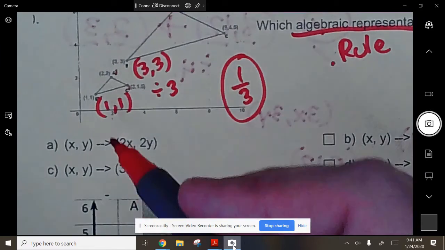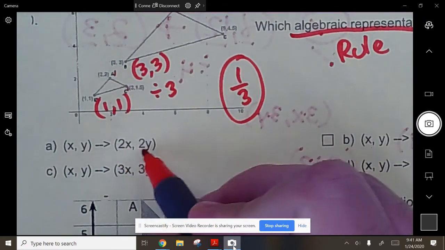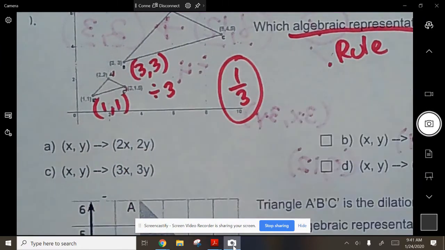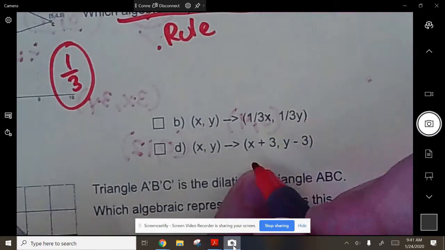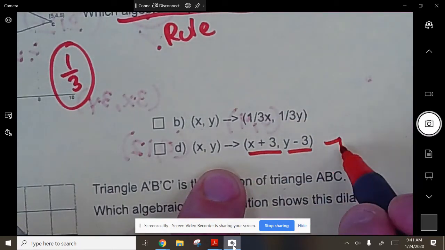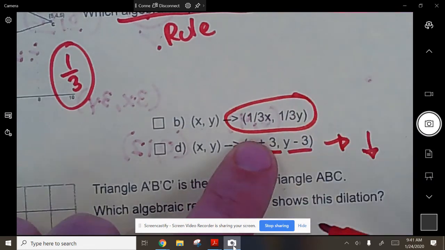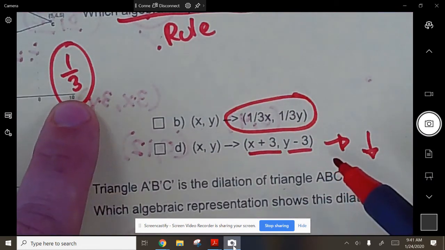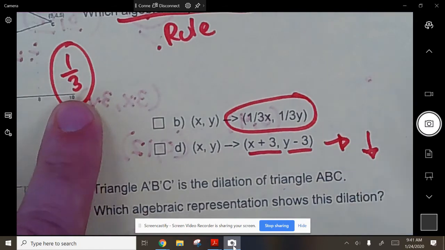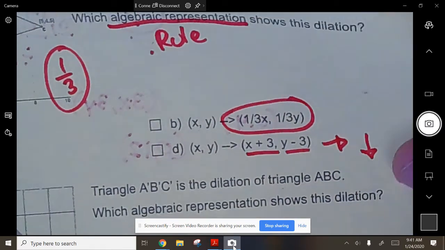Now look at this. This means it's getting multiplied by 2. That's a scale factor of 2. That's a scale factor of 3. This, guys, that's a translation. That means you're going to go to the right 3 and down 3. This right here is your answer: 1/3. You're multiplying everything by 1/3, or basically you're dividing everything by 3. All right, 2 more. Let's go.